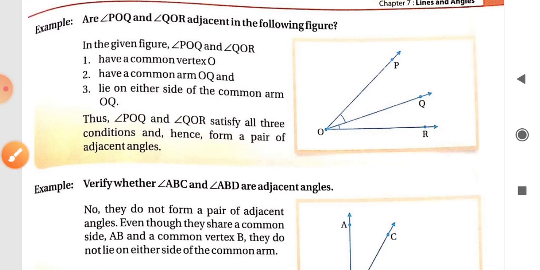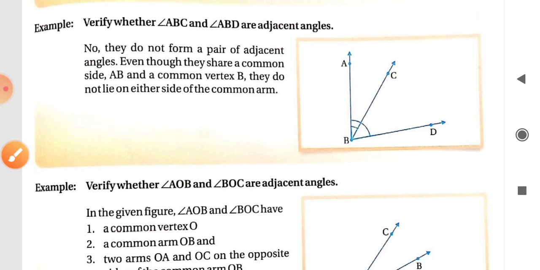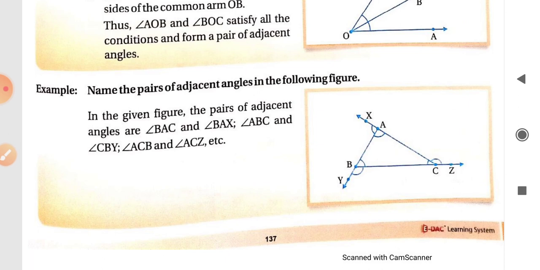In this example, angle POQ and QOR. POQ is this angle, and QOR is this angle. We have to verify whether they are adjacent or not. Yes, these angles are adjacent angles because they have a common vertex O, common arm OQ, and the angles lie on either side of the common arm OQ. So these are adjacent angles. In the same way, you can verify other examples. Thank you.